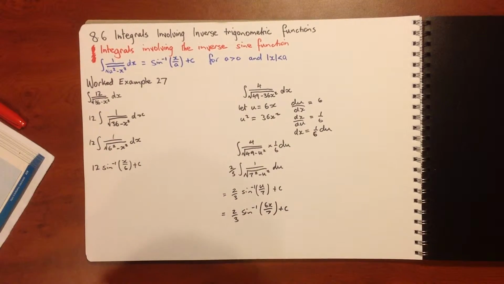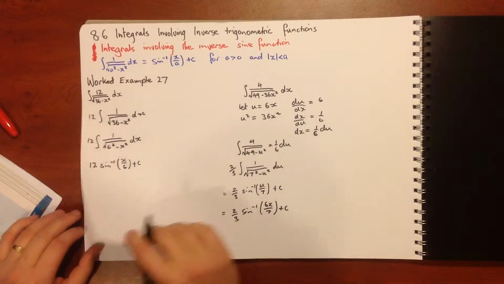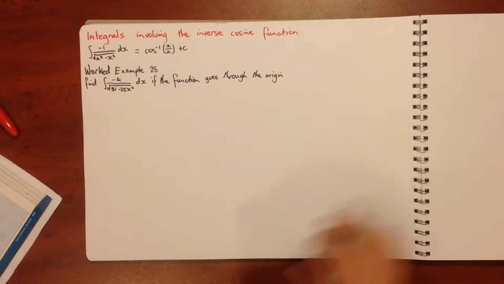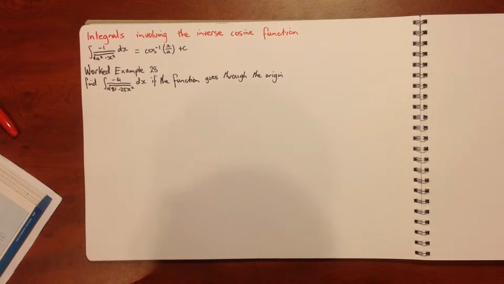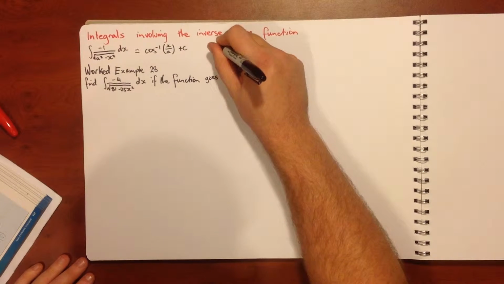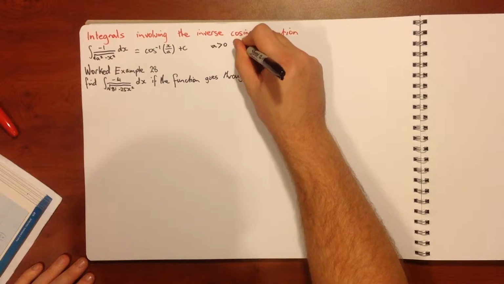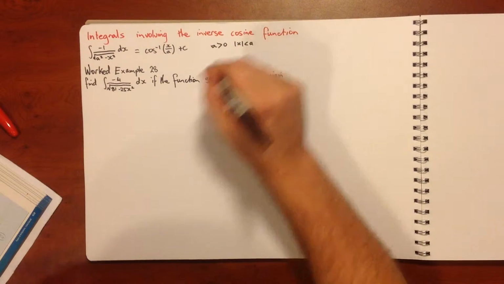So we can definitely use our skills of substitution that we've learnt in previous tutorials on these types of questions. Now we go on and look at integrals involving the inverse cosine function. This time it's the integral of minus 1 over the square root of a squared minus x squared equals the inverse cos of x on a plus c, where this time a is larger than 0 and the modulus of x is also less than a.